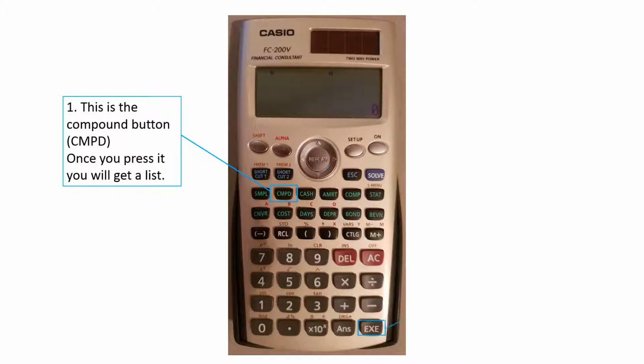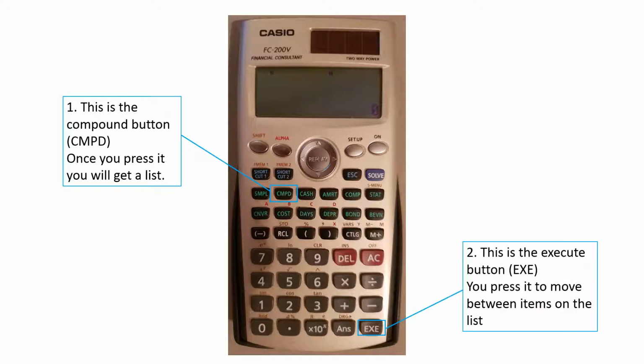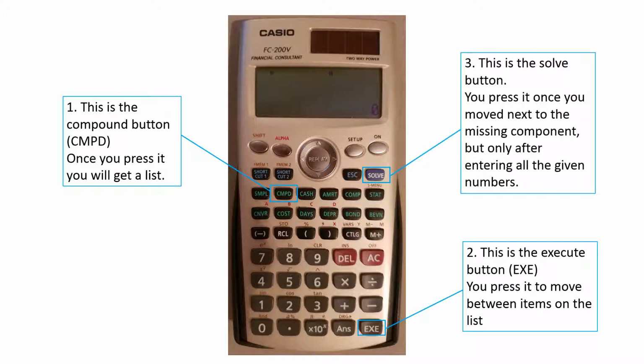Then we have the EXE button. This is the execute button. Once you press it, you can move between items on the list. And then we have the solve button. You press it once you move next to the missing component, but only after entering all the given numbers.